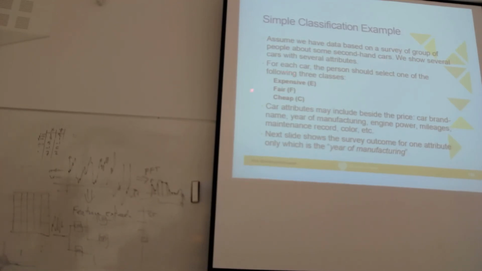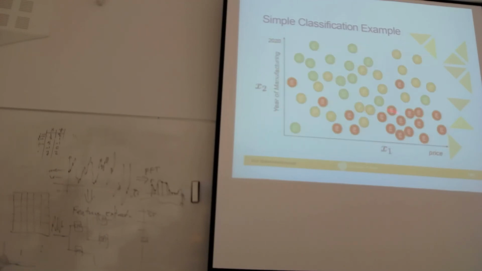So for example, if we have expensive, fair, and cheap, you can see if we made a survey among people and gave them several cars and asked everyone to say if it is cheap or fair or expensive, then people think differently, and then we have this output. Now we would like to build a model of this data. So it is a classification now, it is not a regression.